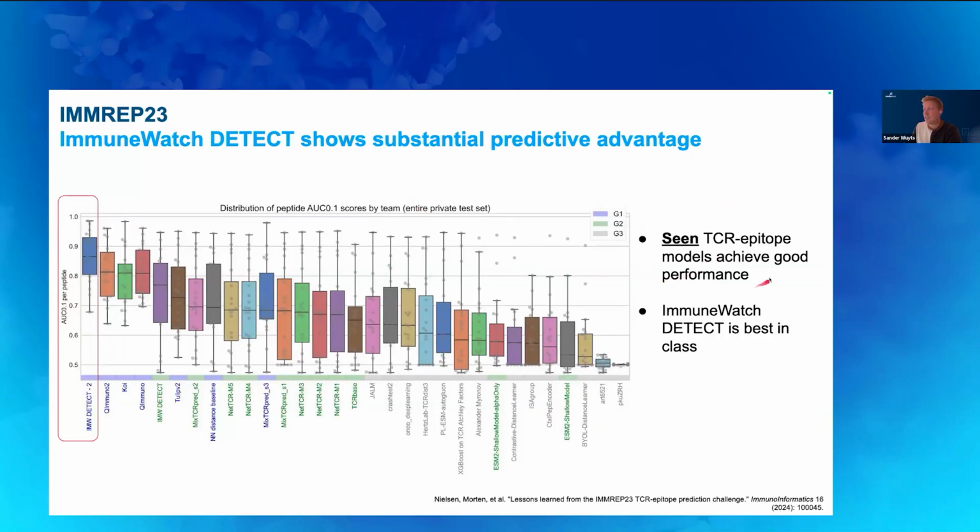And one of the main conclusions is that these seen TCR epitope models actually achieve relatively good performance and work very well on the condition that you already have some kind of training data for an epitope of interest. And that ImmuneWatch DETECT is best in class in this type of algorithms.